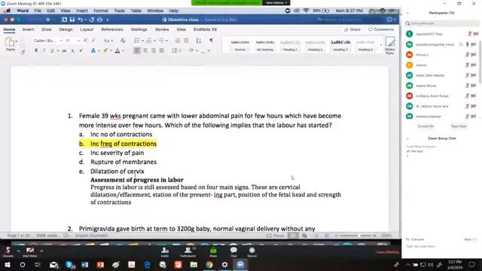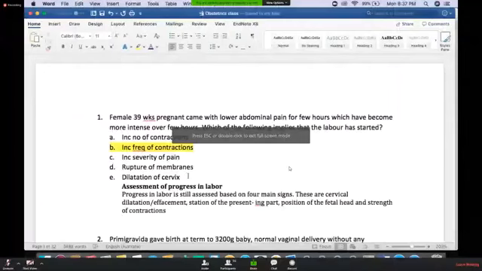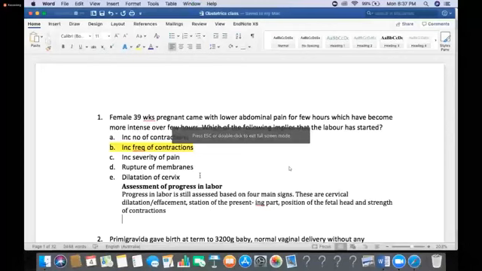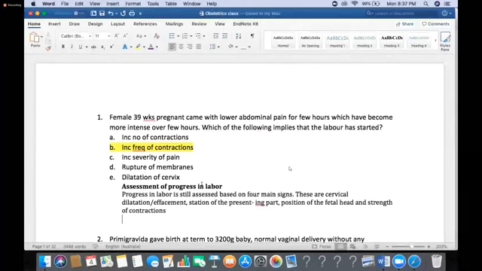Rupture of membranes, and dilatation of cervix. When we see on the outer aspect, we can find that everything is involved in the labor, but what actually implies that the labor is progressing is a question. So how do you assess the progress of labor? Anyone?